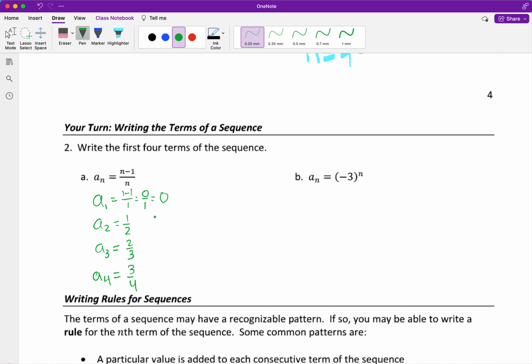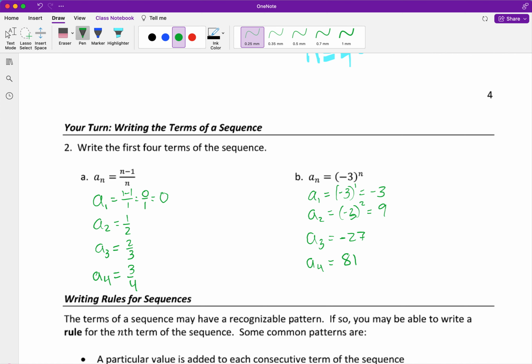All right, for this one, we're going to get this cool alternating pattern because when I do -3 to the first, because remember, n is 1 here, I'll get -3. When I do a2, I'm saying that n is equal to 2, so that's still a 3 there, and that's a 2. I'm going to get +9 this time. a3, I'm doing -3 to the third power, that's going to be -27. And then a4, I'm doing -3 to the fourth power, that's going to be back to +81.